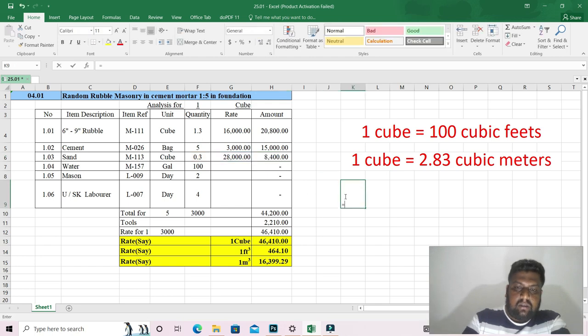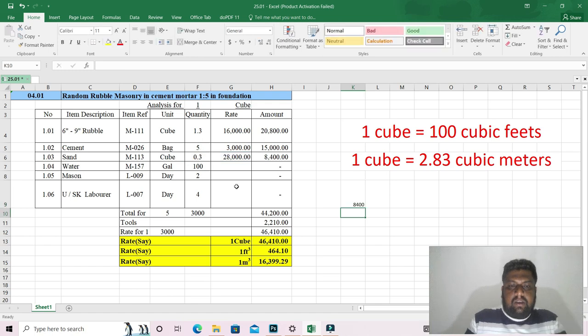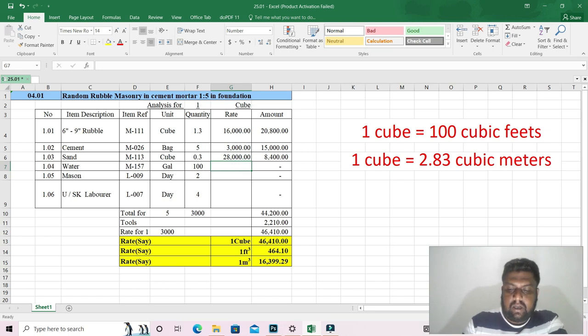this equation, put this one and the star mark and multiply. It will give you 8,400. And water gallons. In my country a water gallon is 10 rupees, so it's 1,000. And mason work.